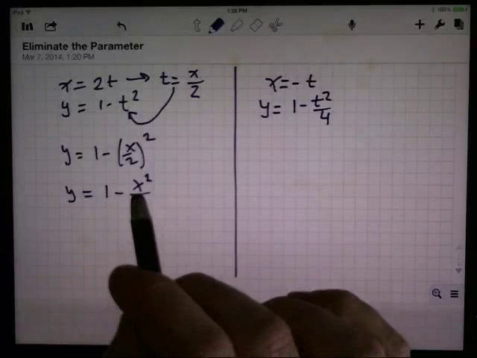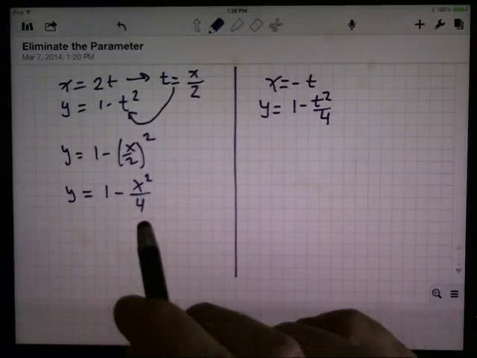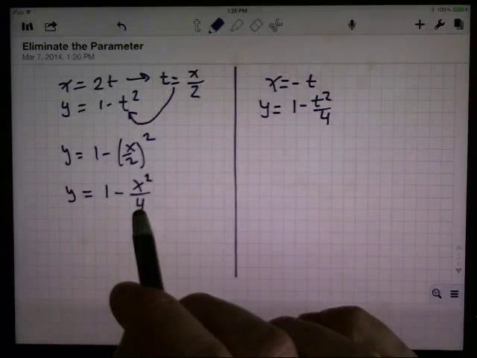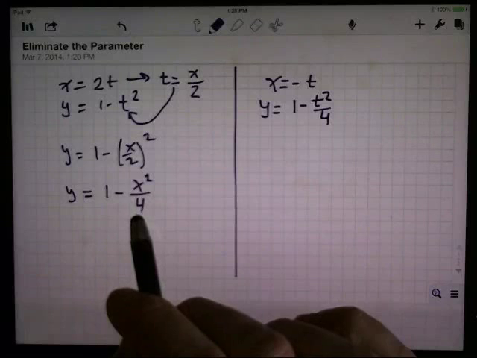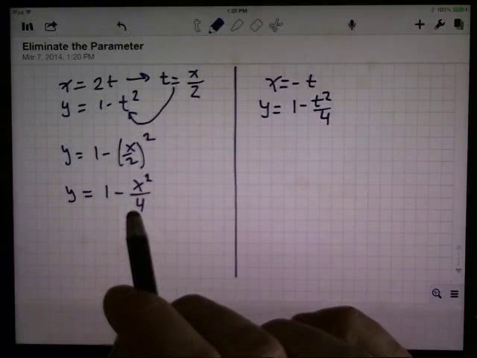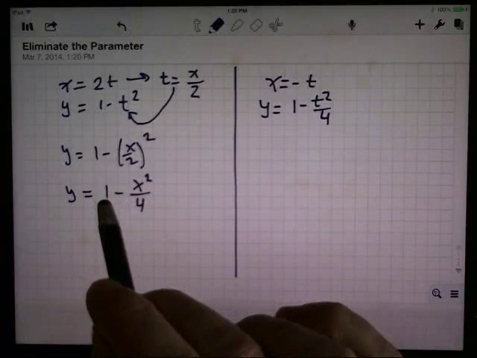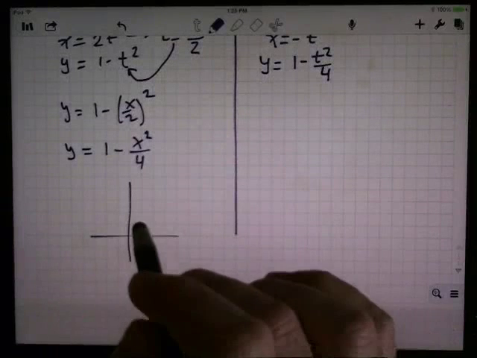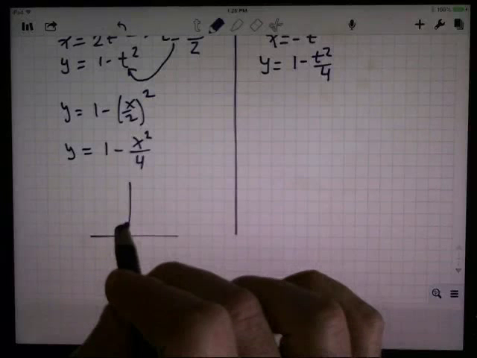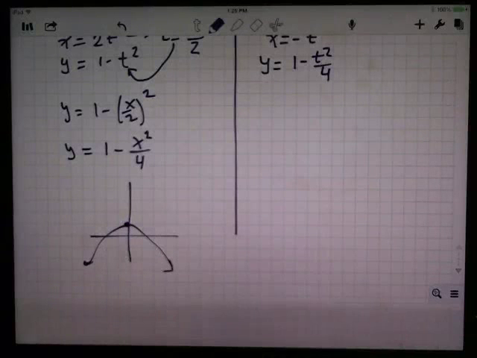I mean, it's got an x squared in it, so it's probably a parabola. The divided by 4 squashes it in the y direction by a factor of 4, and the minus sign flips it upside down, and the 1 shifts it up 1. So this looks to me like a parabola. It's got a y-intercept of 1, and it opens downward. Well, that's what we saw. That's what we got.